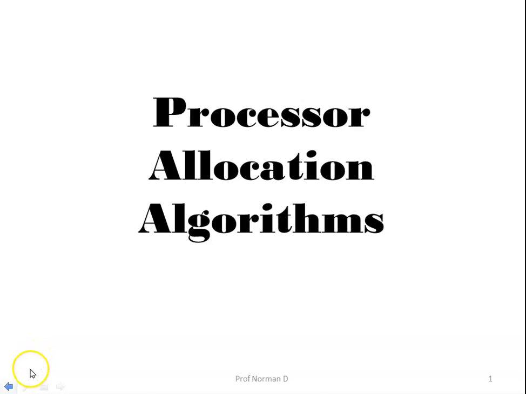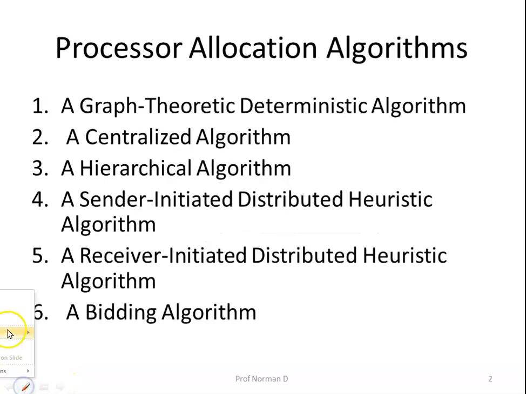In this session, we will discuss how processor allocation can be accomplished. So we will discuss 5 different algorithms in this session. The first one is a graph theoretic deterministic algorithm, followed by centralized hierarchical algorithm, then a sender initiated distributed heuristic algorithm, receiver initiated distributed heuristic algorithm, and finally the bidding algorithm.